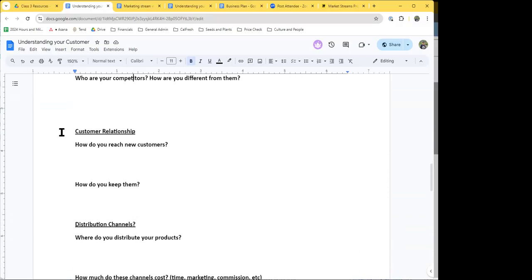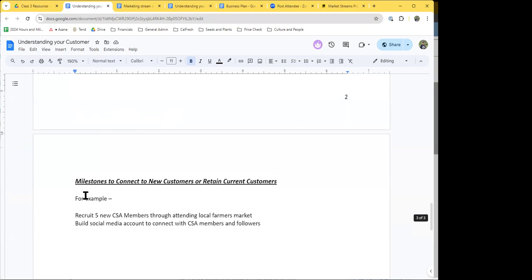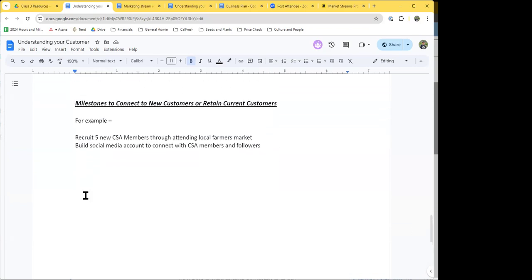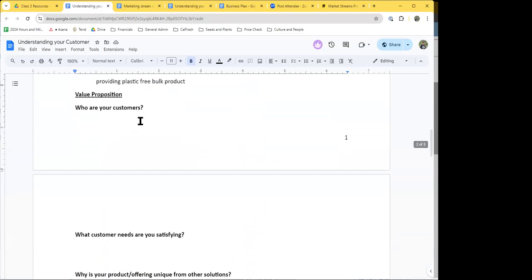Customer relationship. How are you going to reach your new business to business customers? How do we keep them? Where are we distributing them? Through our own personal vehicles, through other wholesalers? How much does that cost? Can we do that in their time schedule? And then setting some goals for customer retention. Yeah, this is where I want to talk more about your target, who they are, the demographics.